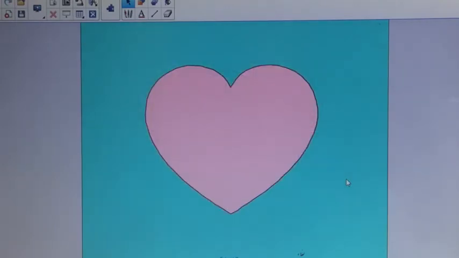Okay, our next shape is this heart. Can you identify any lines of symmetry in this heart? Tell your grown up now.